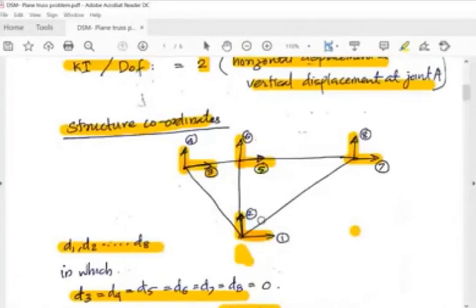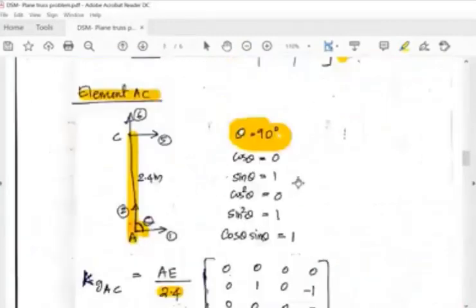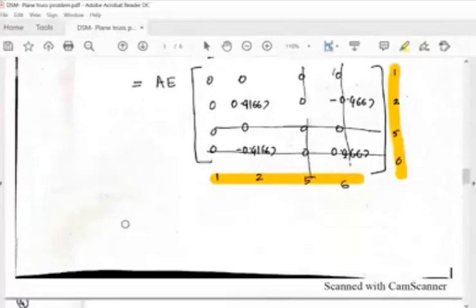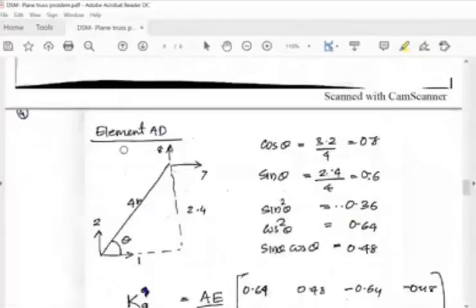Okay, so this will be named 1, 2, 5, 6. Here 1, 2, 5, 6. Okay, so this cut is made in the next step only. So in the third element AD also you can take. AD is inclined like this.